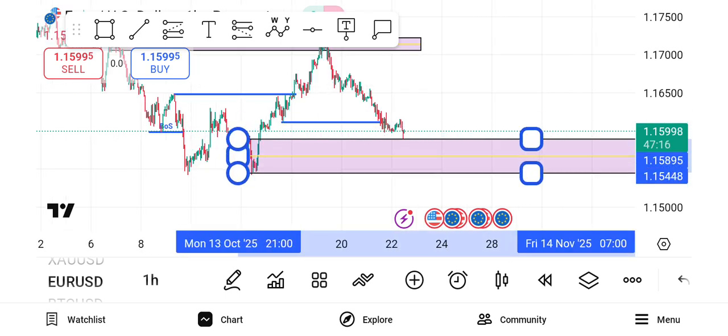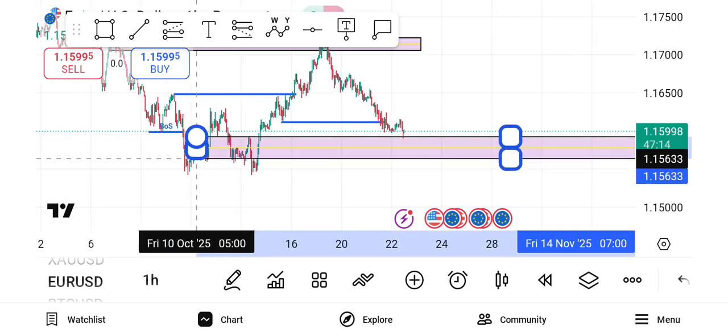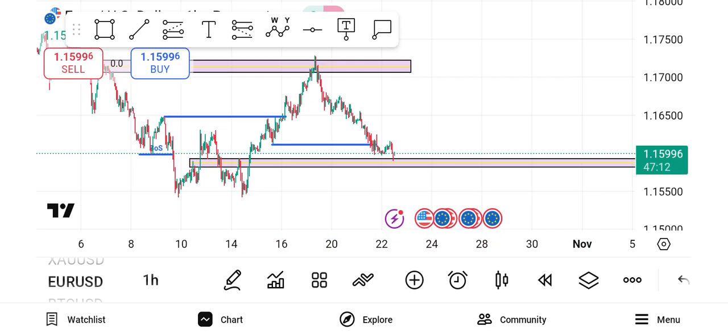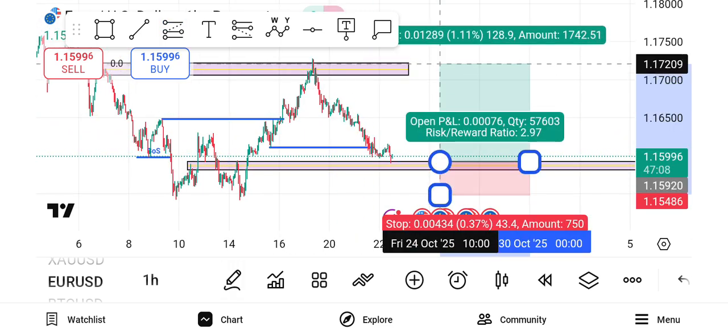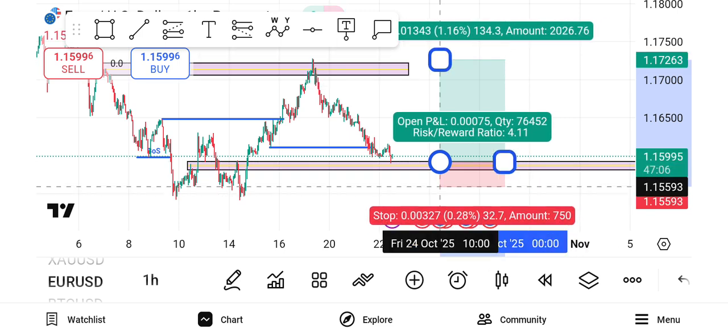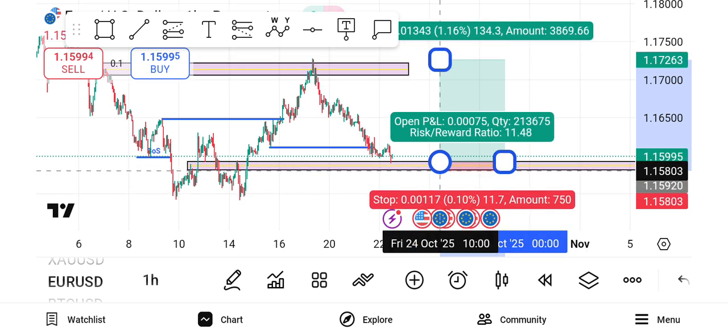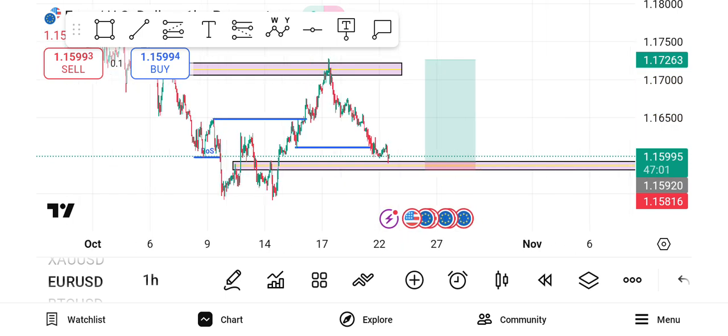So this is what they'll do, and this is what they'll do. See, this is that breaker block, and you will look for your entry here and target it to this side, and this is it. This is what they do. Very tight. You see how sweet it is.